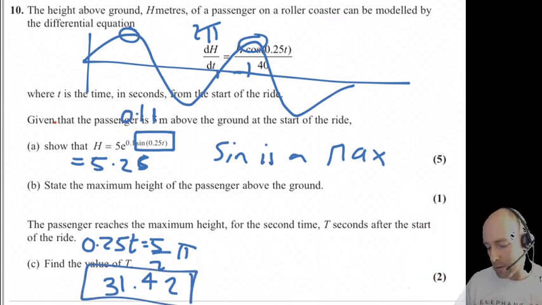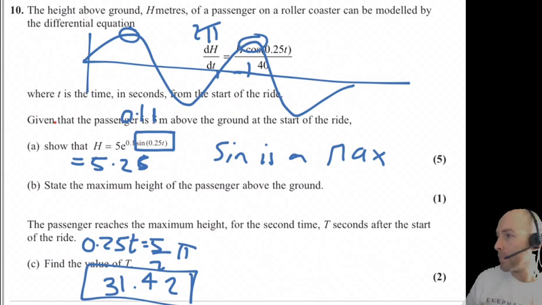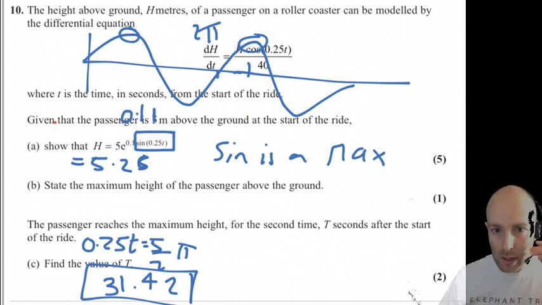Cool. Anyone got any questions about this? Yeah, Emerald, nice. Good work. All that you got wrong was that first bit. Cool. Right, let's try another one.